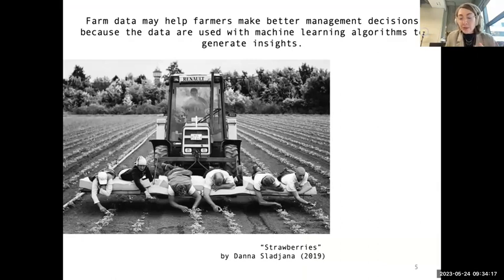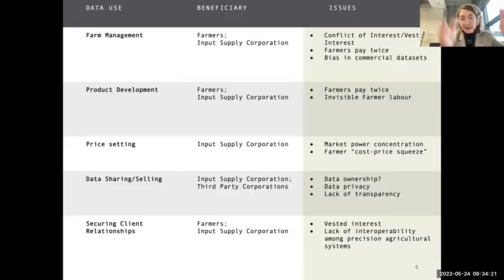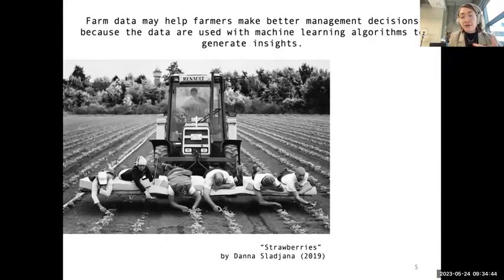And so I wanted to just point out that obviously farm data has beneficiaries. So that's the second column here, right, of the kind of data collected from precision equipment. One of the groups that might benefit from this usage of data are farmers, as probably Serena could attest to, or she probably has firsthand experience.